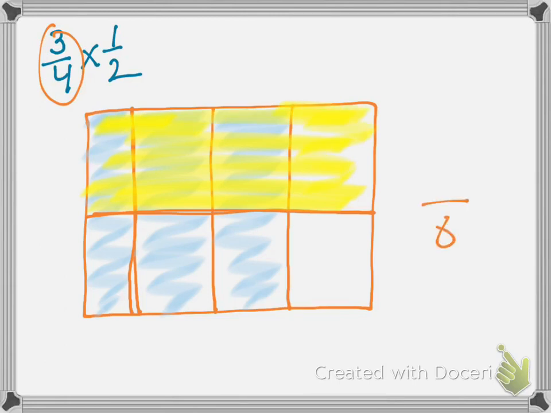And then we're going to see what our new denominator is. It's 8. There's 8 sections. And how many sections were colored in with both? 1, 2, 3. 3 were colored in with both, and so that is our answer, 3/8.